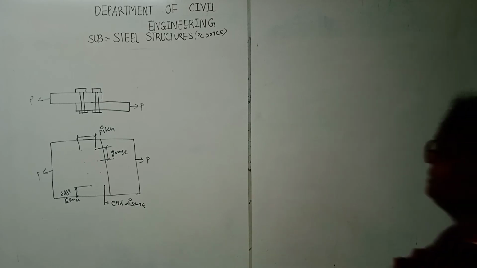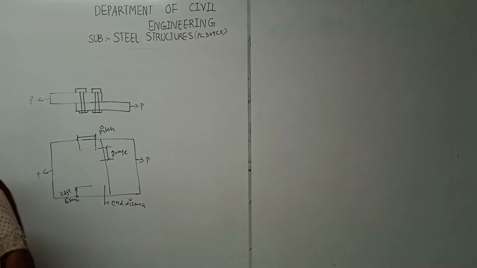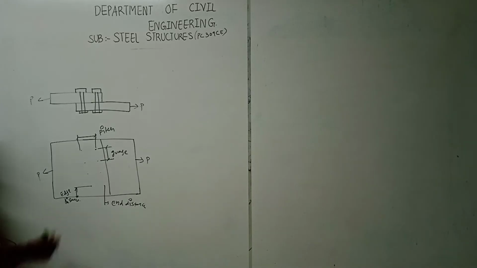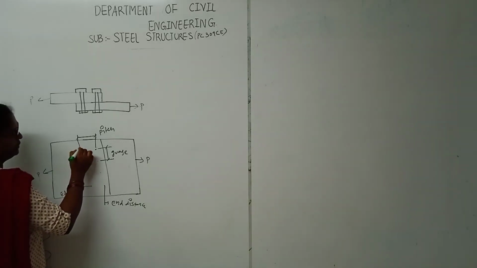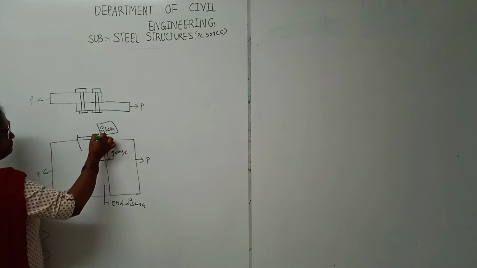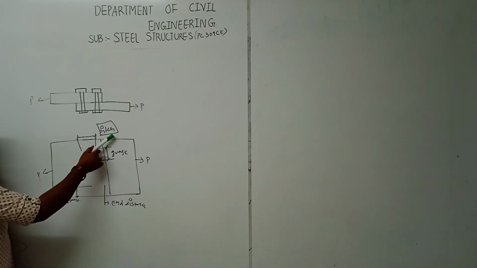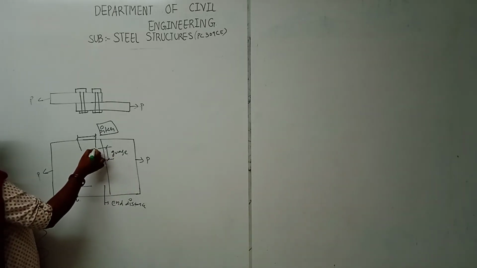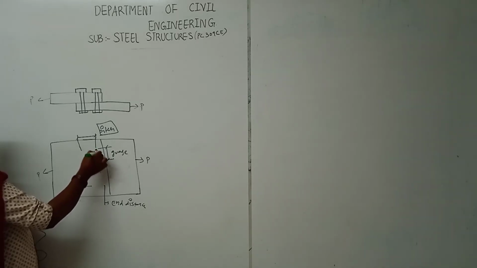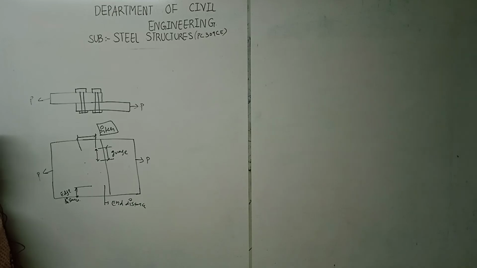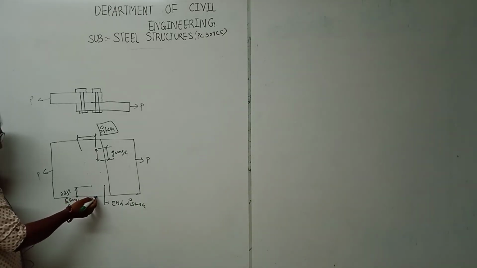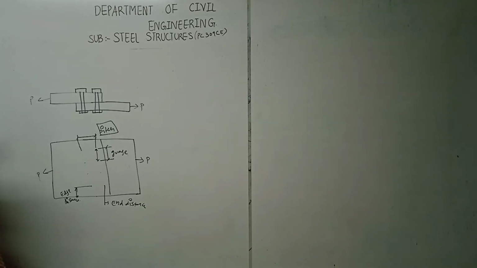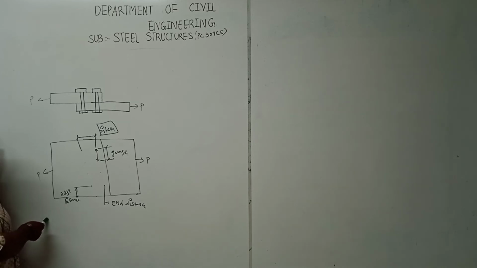Right, whenever the connection is done, whenever the bolted connection or any connection, in that you have some terms. The distance between both the bolts is known as the pitch distance. These distance recommendations are also given in your IS 800. The distance in this direction is known as the gauge distance, and from the end of the plate to the bolt which you have given, that distance is known as the end distance or edge distance. Both are the same, end distance or edge distance.